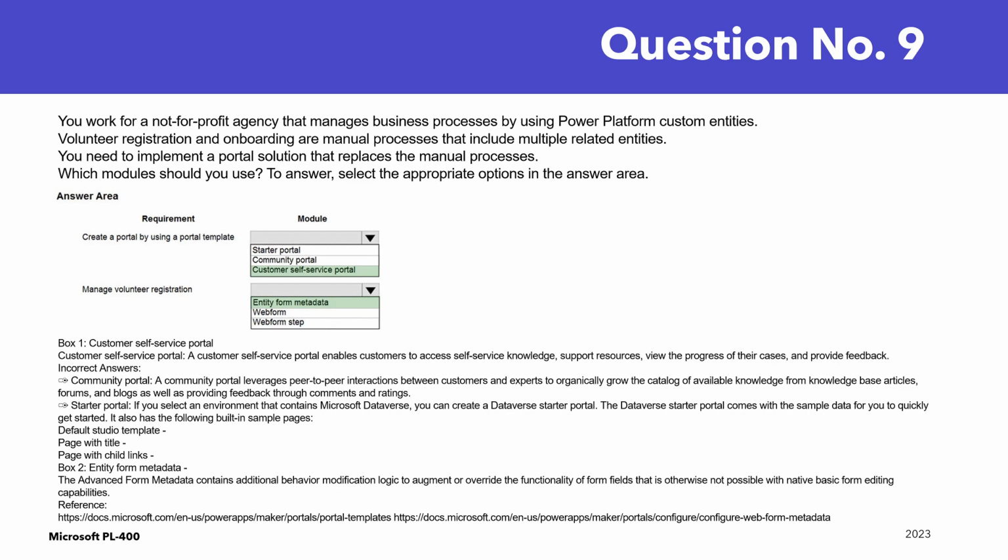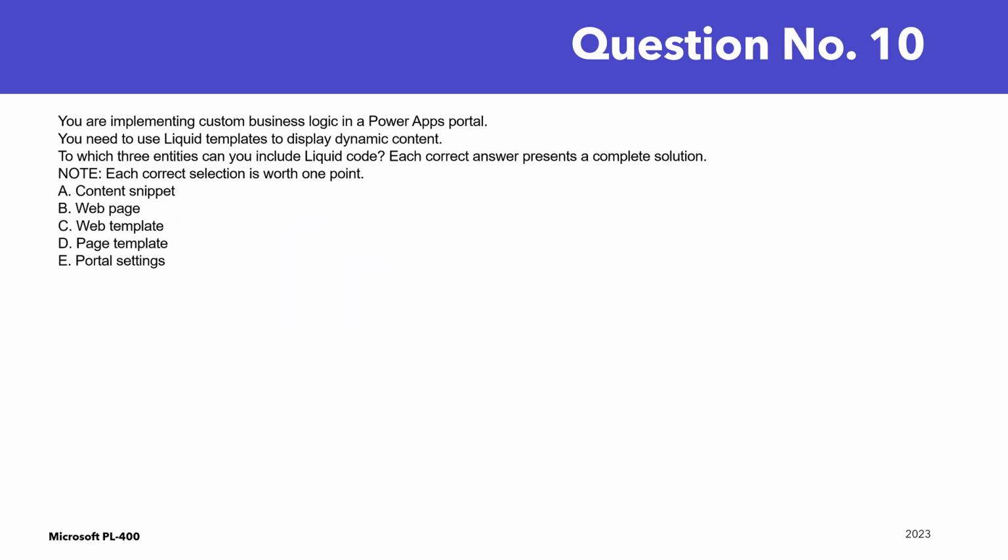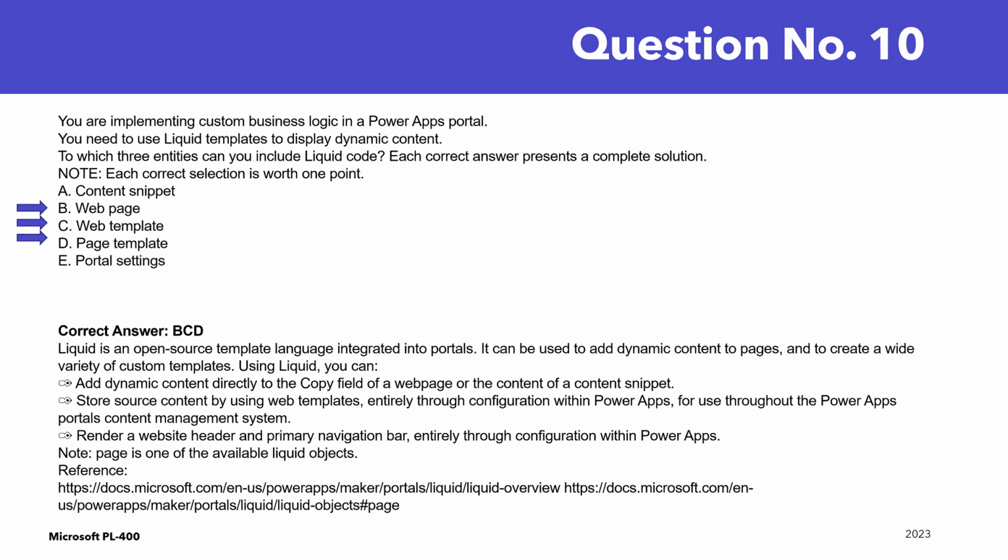You are implementing custom business logic in a PowerApps portal. You need to use liquid templates to display dynamic content. To which 3 entities can you include liquid code? Each correct answer presents a complete solution. Note, each correct selection is worth 1 point. A. Content snippet. B. Web page. C. Web template. D. Page template. E. Portal settings. Correct answer, B, C, D.